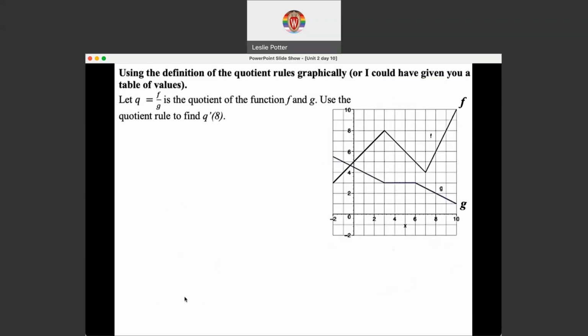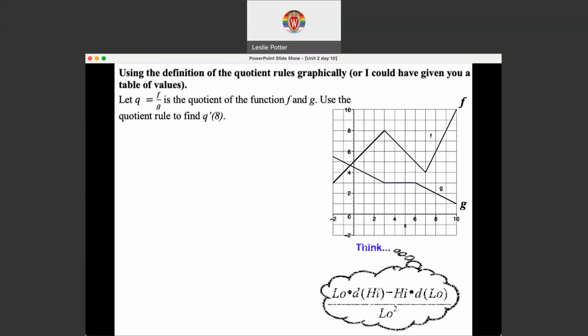And like the previous class, I could also give you the information graphically, and you have to pick off the U's and the V's and the U primes and the V primes. So this is where that saying at the beginning of the notes comes in handy, right? When I say derivative, you think slope. So we're picking off the slopes and the points again. And we're doing that. So here's our quotient rule again.